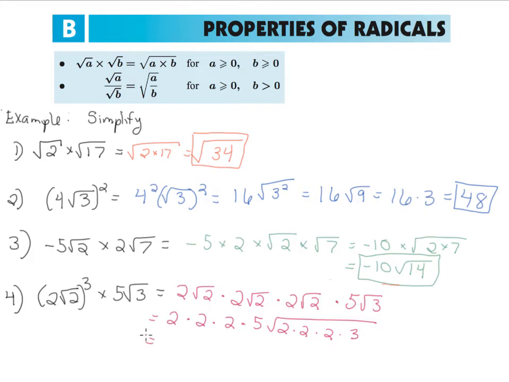Well, 2 times 2 times 2 times 5 is 8 times 5, which should be 40. Now I can multiply 2 times 2 times 2 times 3 if I wanted to, but I notice I have a perfect square because 2 times 2 is the square root of 4. So let's just keep those together. And I end up with my final simplified answer, which is 80 times the square root of 6.